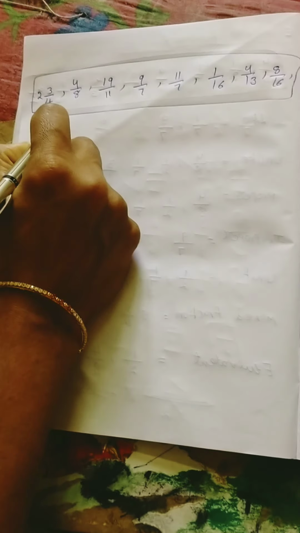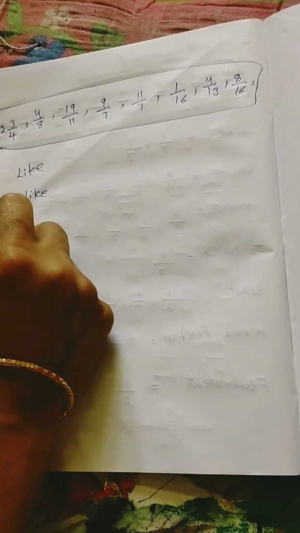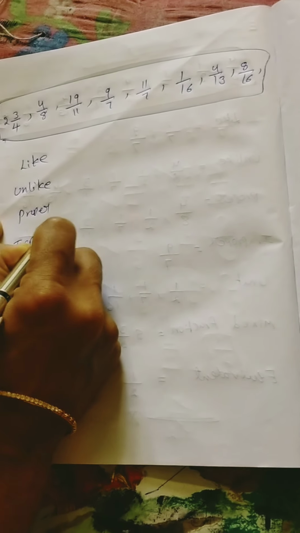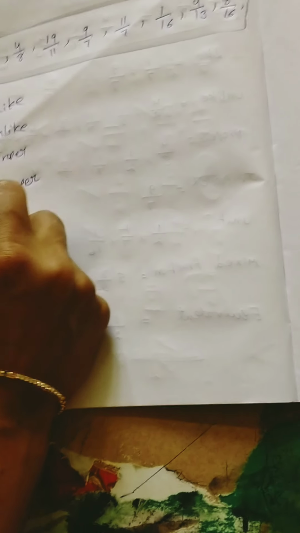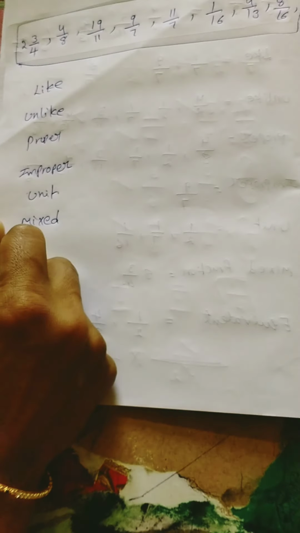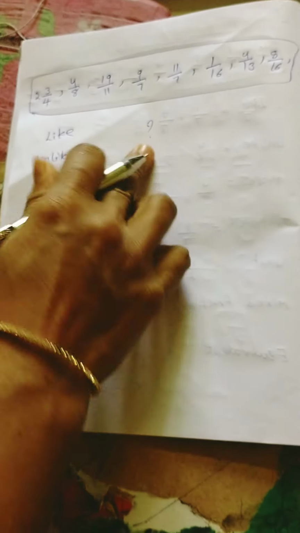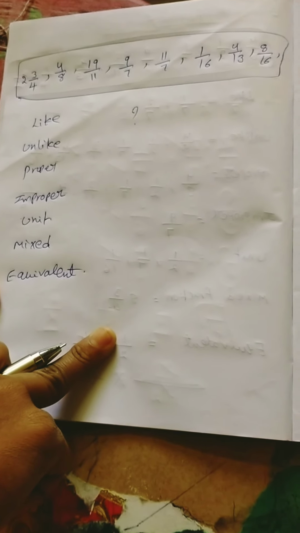So this is your question. In this you have to find like fraction, unlike fraction, next proper fraction, next improper fraction, next unit fraction, next mixed fraction, next equivalent fraction. So find out all those things here and send me in the comment box. I will check the answers and I will reply to you. Thank you.